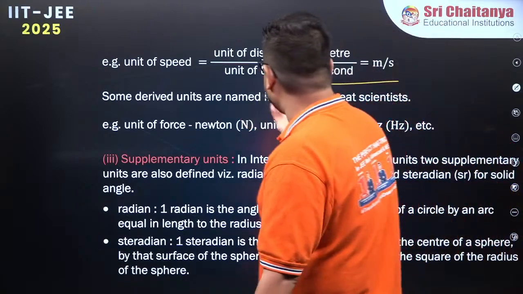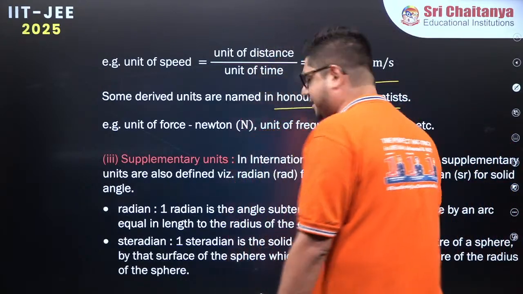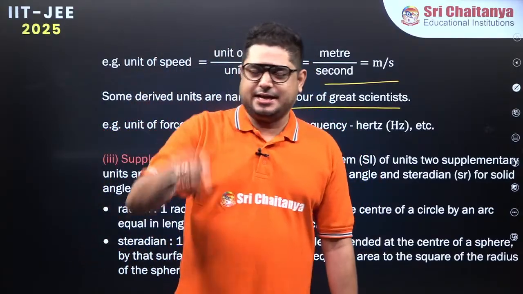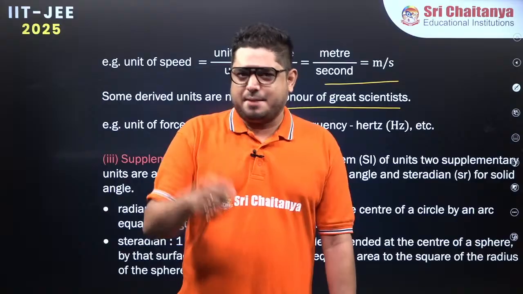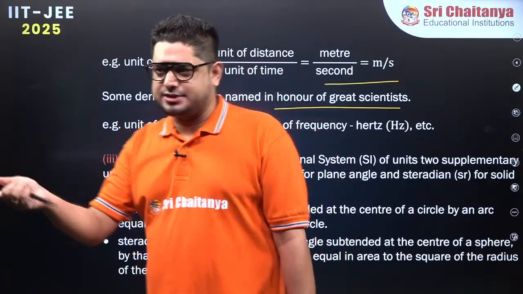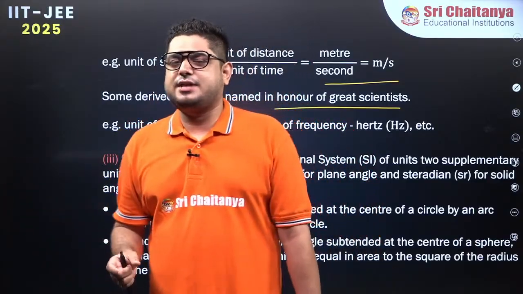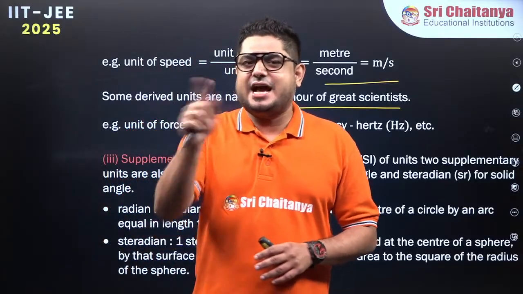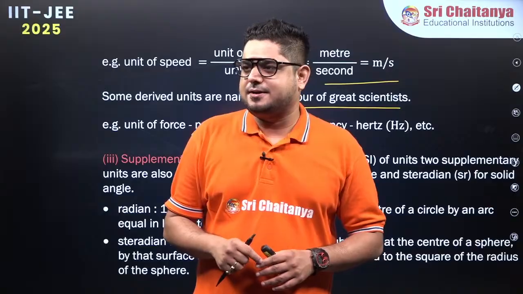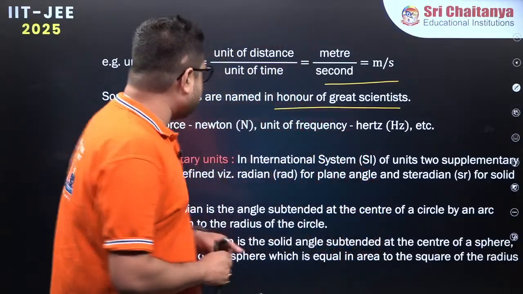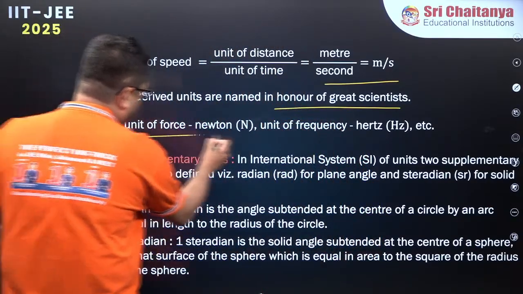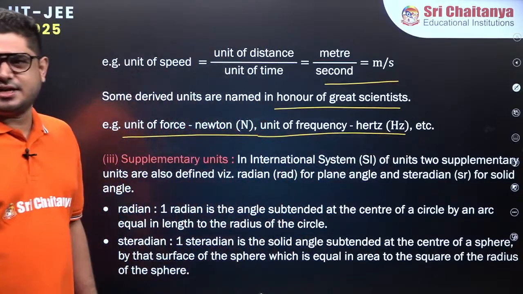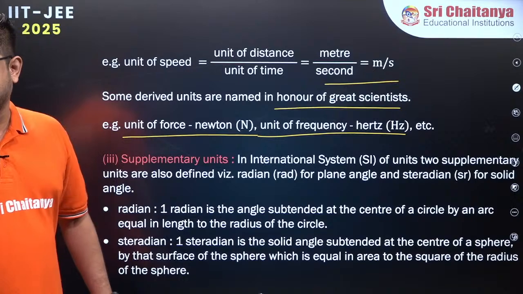Some derived units are named in honor of great scientists, which I've already mentioned, like electric current with ampere, capital A, and temperature, Lord Kelvin, with capital K. If you are writing down a unit which is named after any famous scientist, the first letter has to be a capital letter. The unit of force is Newton, the unit of frequency is Hertz, and so on.